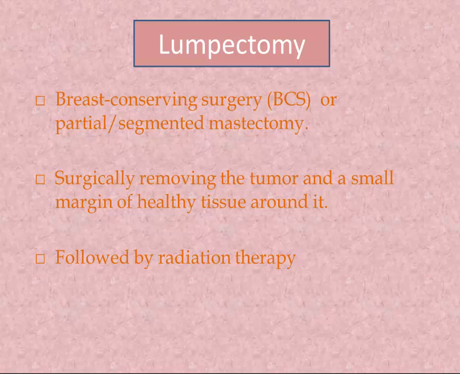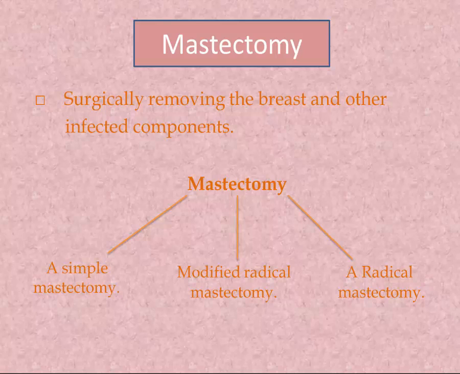Lumpectomy. Breast conserving surgery, BCS, or partial, segmental mastectomy. Surgically removing the tumor and a small margin of healthy tissue around it, followed by radiation therapy. Mastectomy. Surgically removing the breast and other infected components. Mastectomy includes simple mastectomy, modified radical mastectomy, and radical mastectomy.